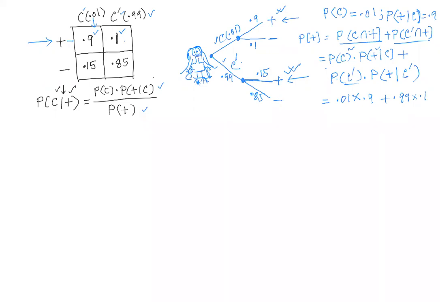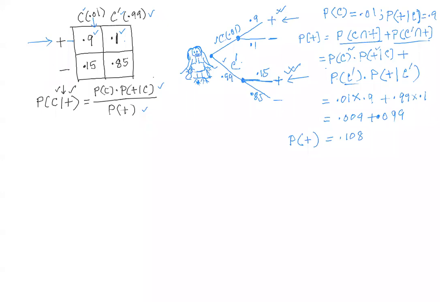And if you simplify these numbers, it's going to be 0.009 plus 0.099, which is going to be 0.108 or about 10.8% chance. So probability of testing positive is about 10.8% or 0.108.